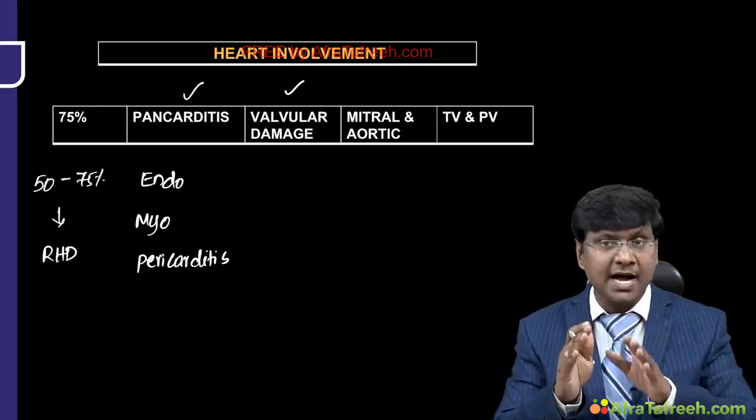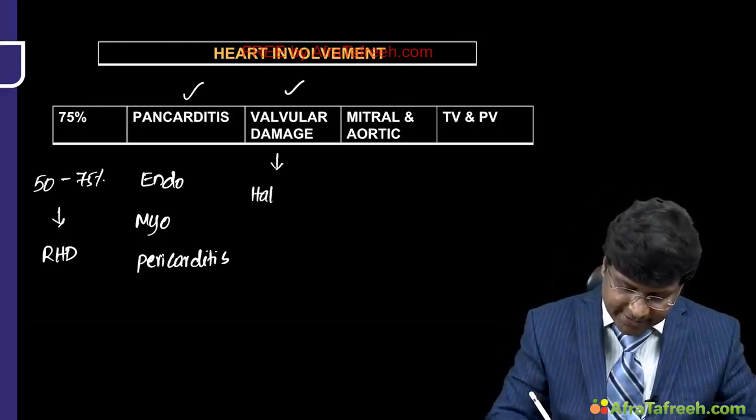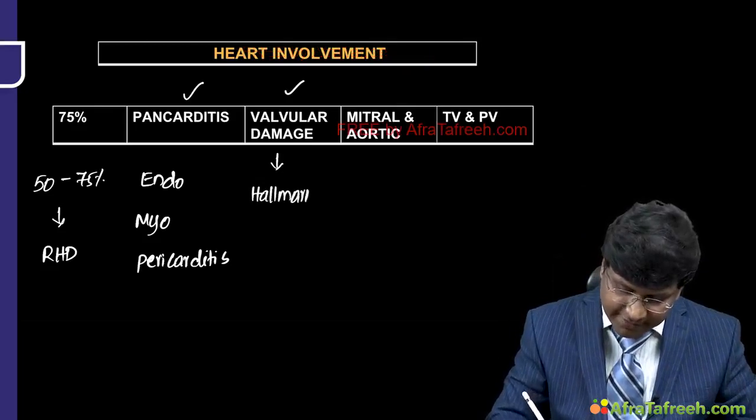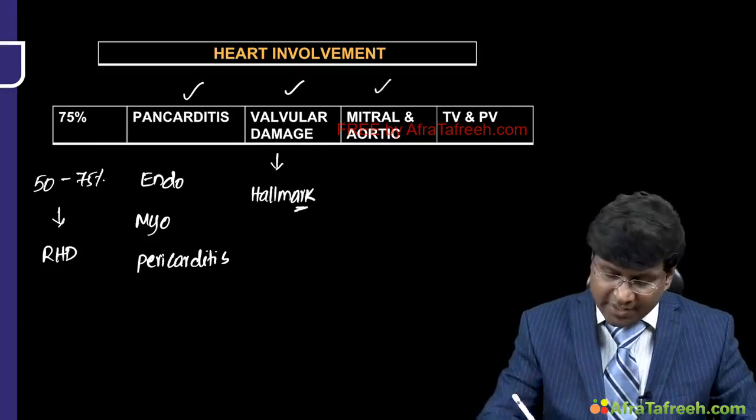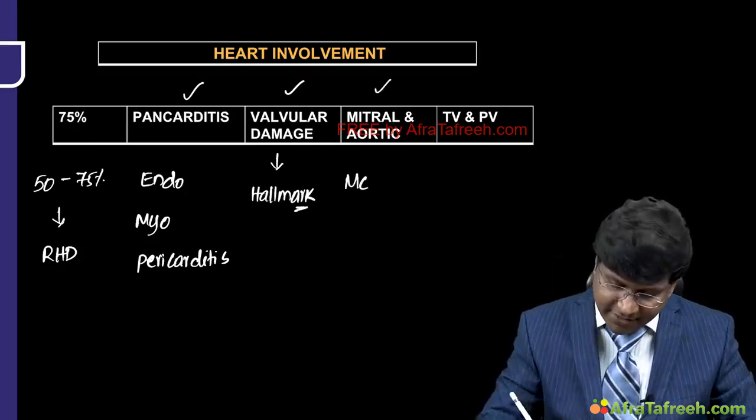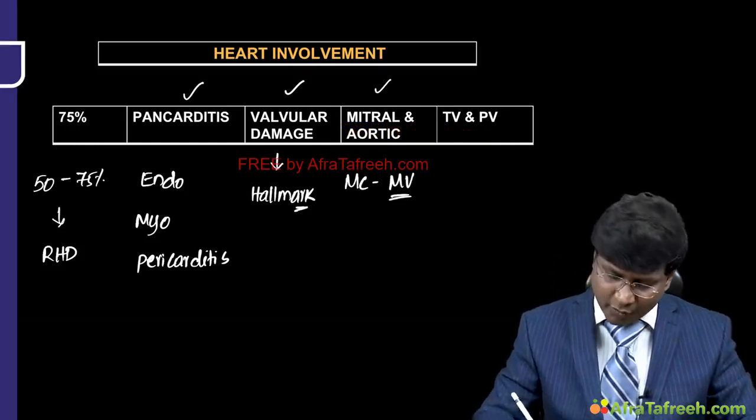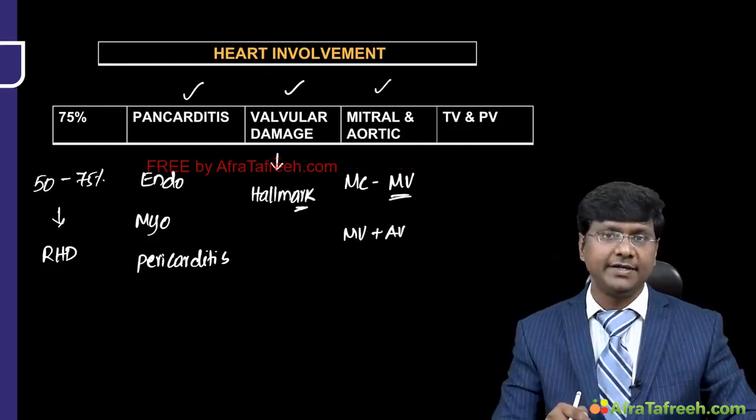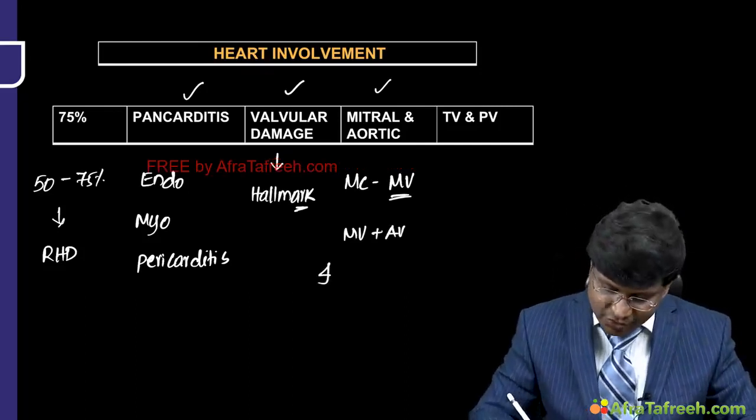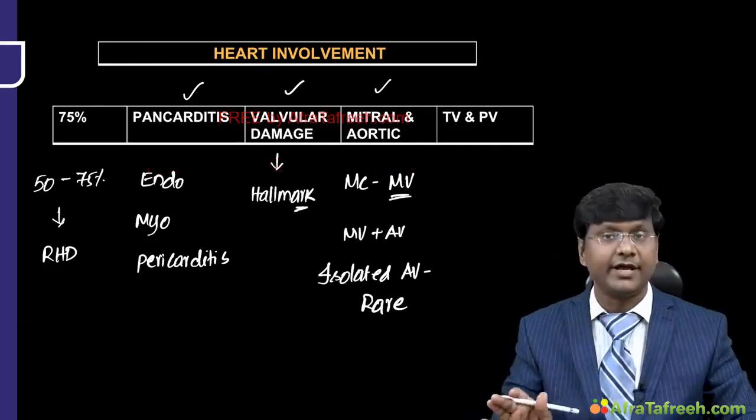And what is the hallmark of rheumatic carditis? The hallmark of rheumatic carditis is the involvement of the endocardium, in the form of valvular damage. The most commonly affected valve is the mitral valve. Occasionally, mitral valve involvement is accompanied by aortic valve involvement, but isolated aortic valve involvement is rare.